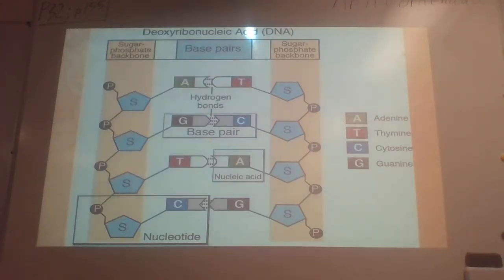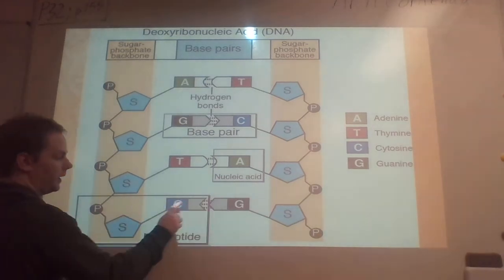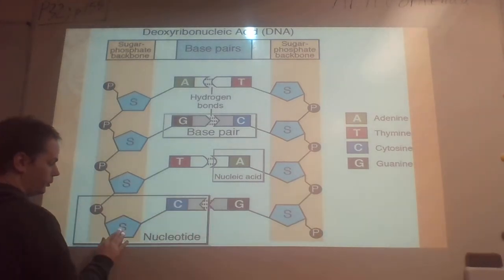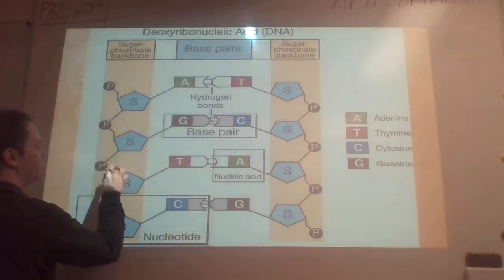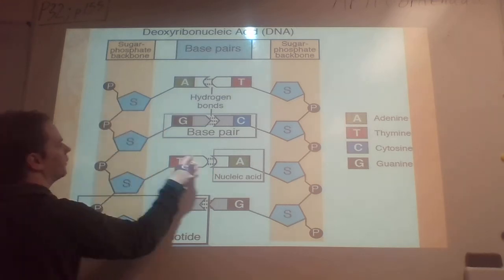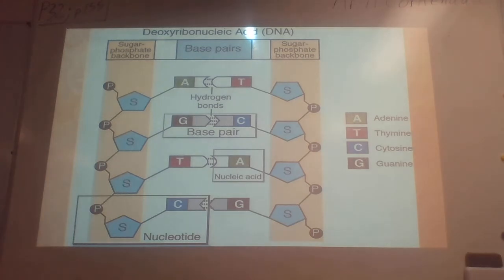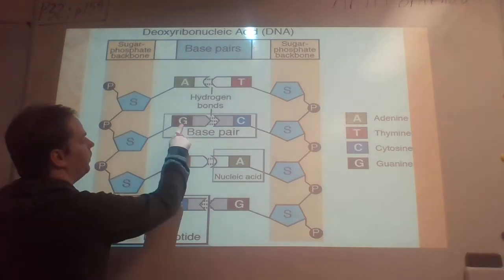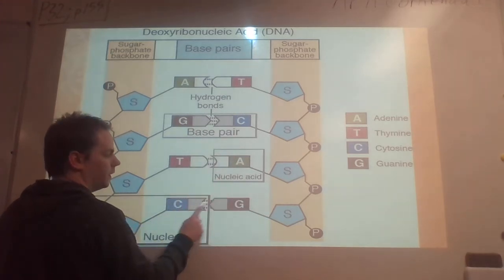Here's another two-dimensional diagram again. So you can see our nucleotide. We have our base, our sugar, and our phosphate. The phosphate binds to the next sugar of the next nucleotide. This phosphate binds to the next nucleotide and the next nucleotide. And you can see that each base has to have a certain thing on the other side.